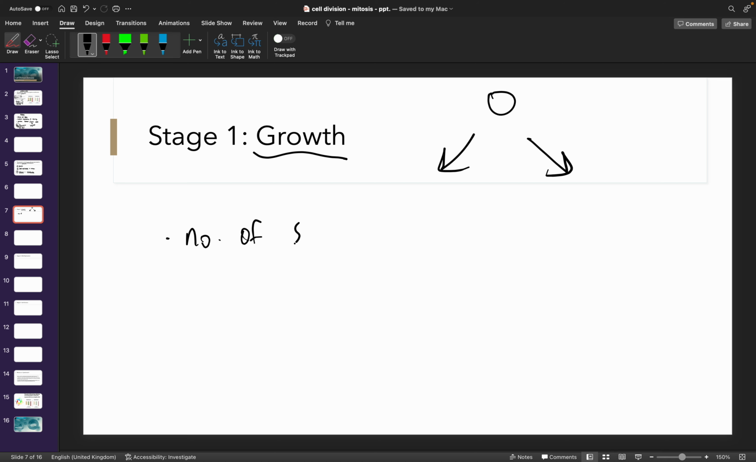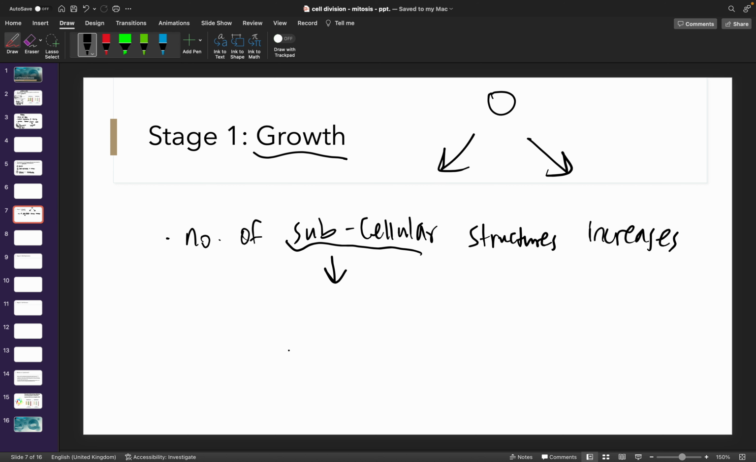Number of subcellular structures increases. By that I mean subcellular structures, right? What are subcellular structures? It's like mitochondria and ribosomes, etc. So the number of subcellular structures increases. So basically the size of the cell increases, and obviously the things within it are also going to have to increase, right? Then we have the second part.